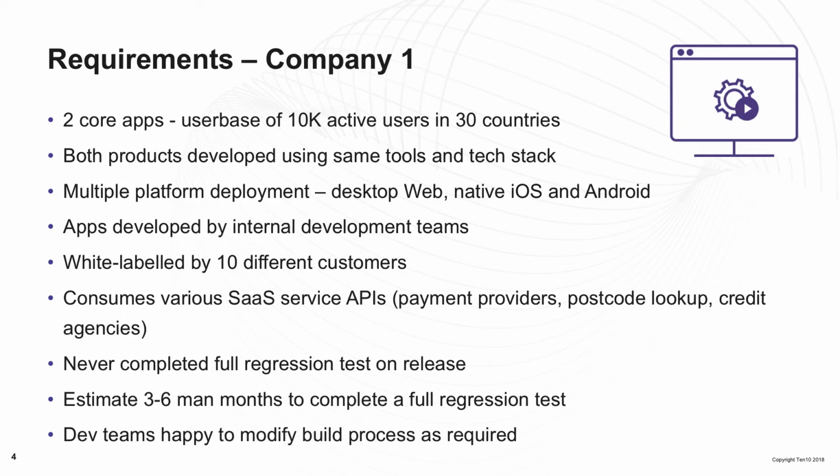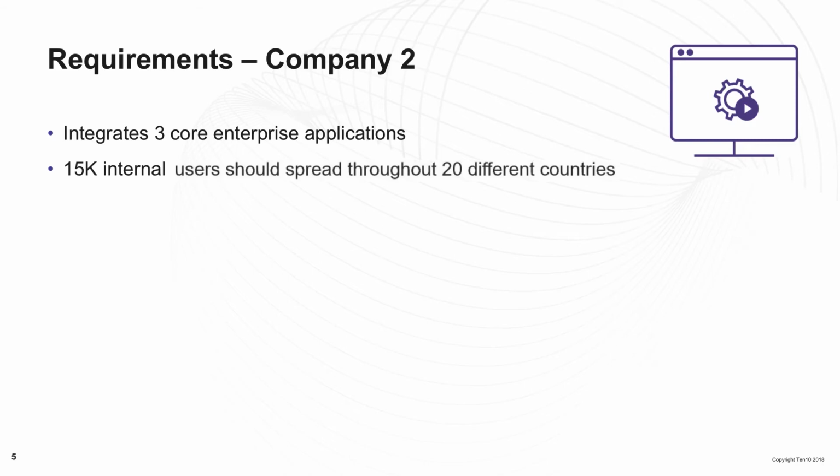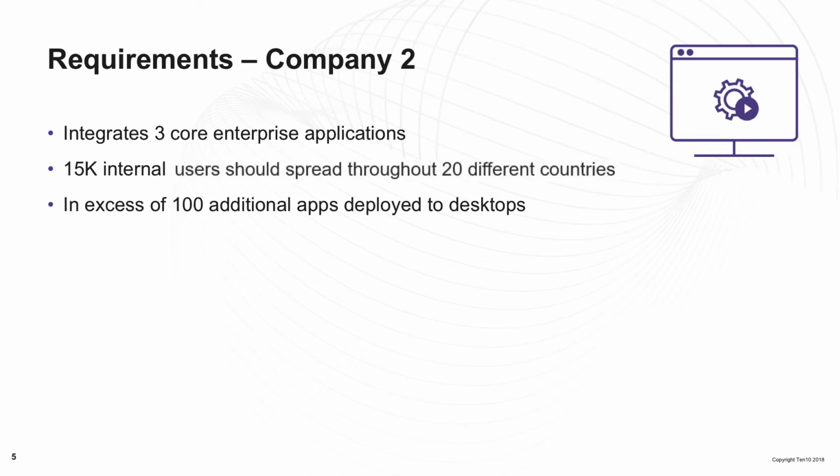By way of contrast, and at the other end of the spectrum, if we consider Company 2, they don't develop their own software at all. Instead, what they do is integrate 3 key enterprise applications and their internal users. Now there are 15,000 of them spread throughout 20 different countries in the world. In addition to these 3 core enterprise apps, they also use between them more than 100 different applications on their desktop. So new software is delivered regularly from the application vendors.